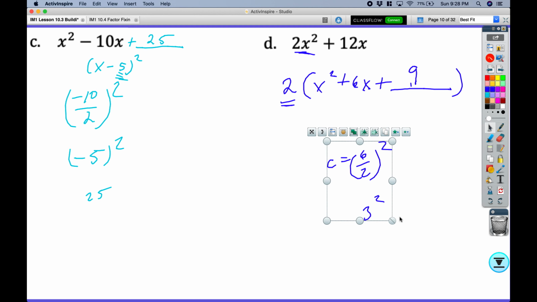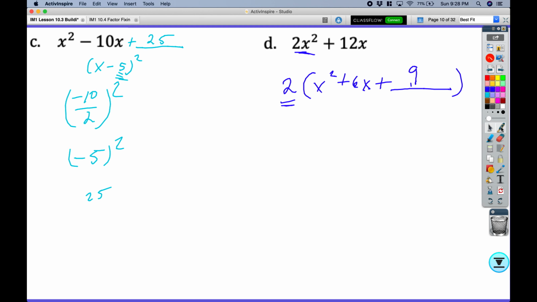So now we are going to make this into a perfect square. We're going to transform this to vertex form. So to do that, what two numbers multiply to 9 and add to 6? Well, that would be 3. So this would be this 2 in front. Then you're going to have x plus 3 squared.